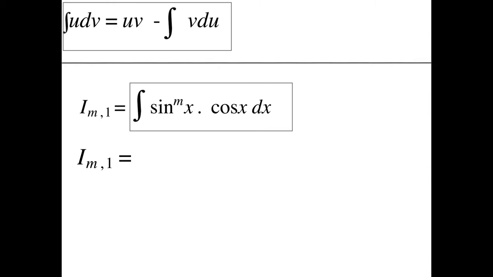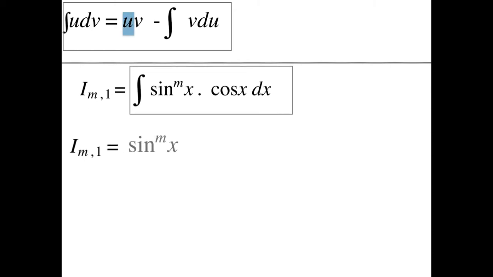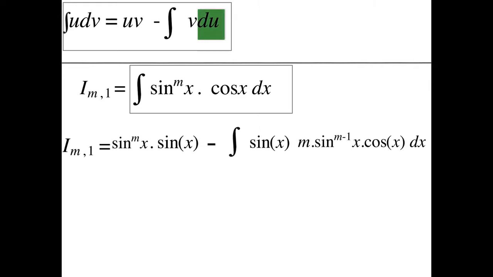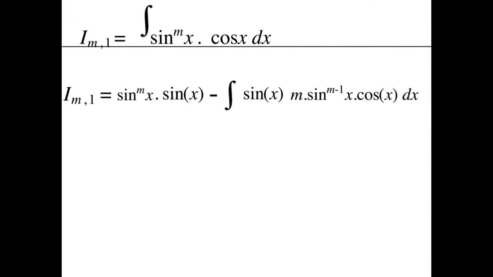Now I have been mainly focusing on integration by parts in this video, and it is compulsory to focus on integration by parts, because the reduction formula is all about integration by parts. Okay, so what is u? That we have already noted down, it was sine to the power m of x, right? What was v? v was sine x. And minus the integral, what is v? v was sine x. What was du? du was this term out here, which we got from the derivative portion. Okay, so we have this term.